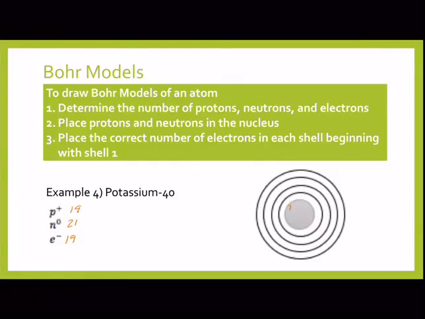Potassium has 19 protons, 21 neutrons, and 19 electrons. So we put our protons and neutrons in the center and draw our electron pairs around the atom in the right shell. 2 in the first shell, 8 in the next shell, and then we have 9 left for the third shell.